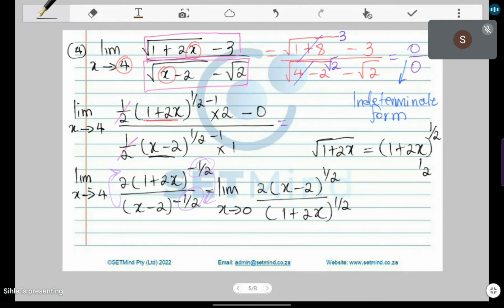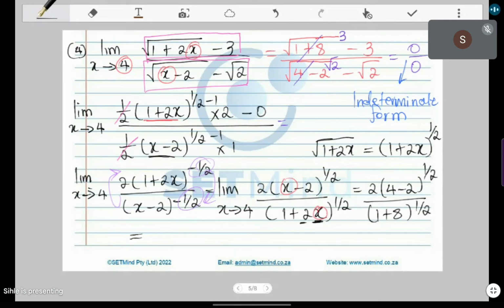Yep. So now, try again plugging in the x here and see if we are still going to get 0 over 0, infinity over infinity. So let's see, if we plug in the x in the numerator, we'll get 2 times, oh, this is a 4, not a 0, sorry. This is a 4. We plug in the 4 again, it's going to be 4 minus 2 to the power of 1 over 2, divided by, in the denominator, 1 plus 4 times 2, that's going to be 8, to the power of 1 over 2.